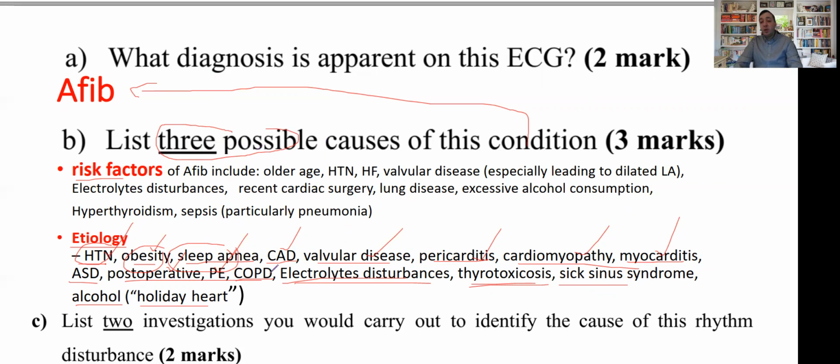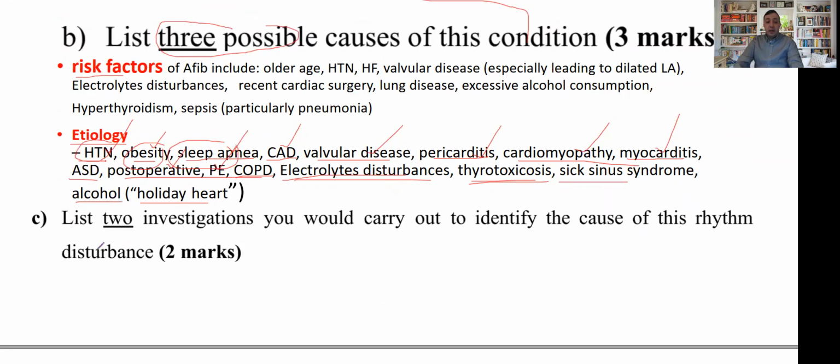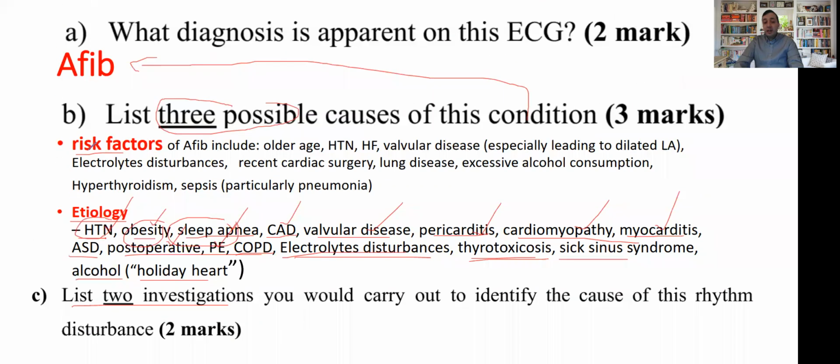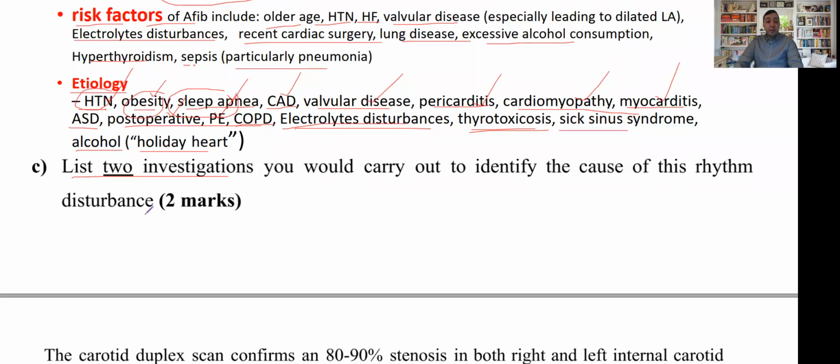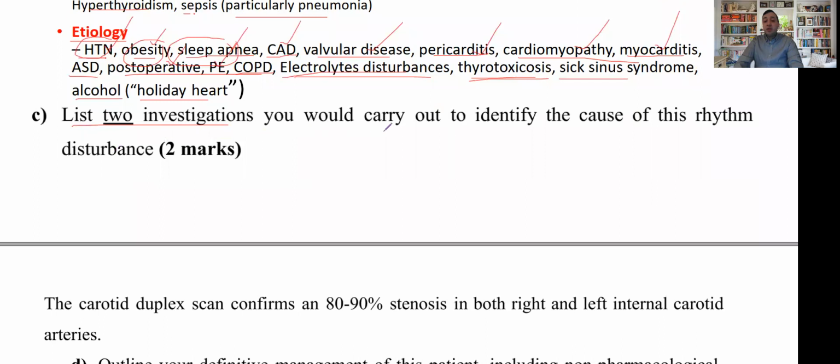All of these things could be the cause of this. So here, let's investigate. Here I'm mentioning the risk factors for atrial fibrillation, which include old age, hypertension, heart failure, valvular disease, especially complicated with dilated LA, electrolyte disturbances, recent cardiac surgery, lung disease, excessive alcohol consumption, hyperthyroidism, sepsis, particularly pneumonia or respiratory sepsis. Name two investigations you would carry out to identify the cause of this rhythm disturbance.